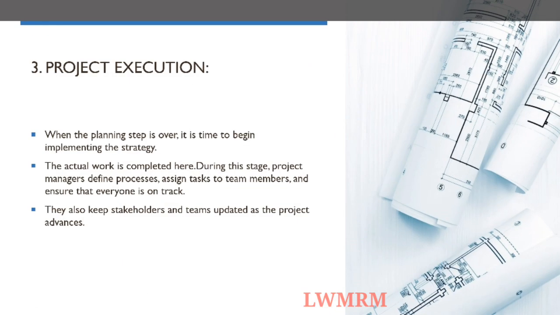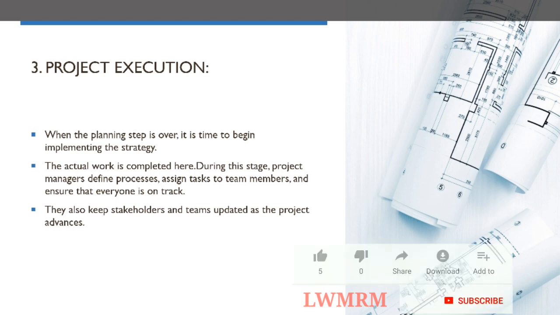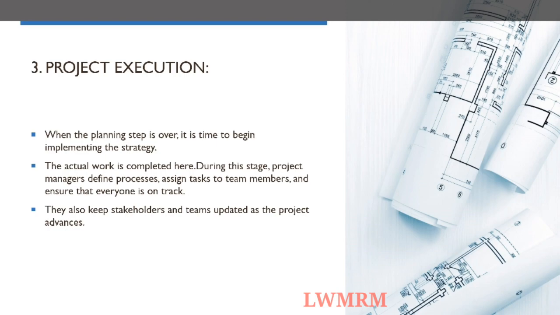3. Project execution. When the planning step is over, it is time to begin implementing the strategy. The actual work is completed here. During this stage, project managers define processes, assign tasks to team members, and ensure that everyone is on track. They also keep stakeholders and teams updated as the project advances.